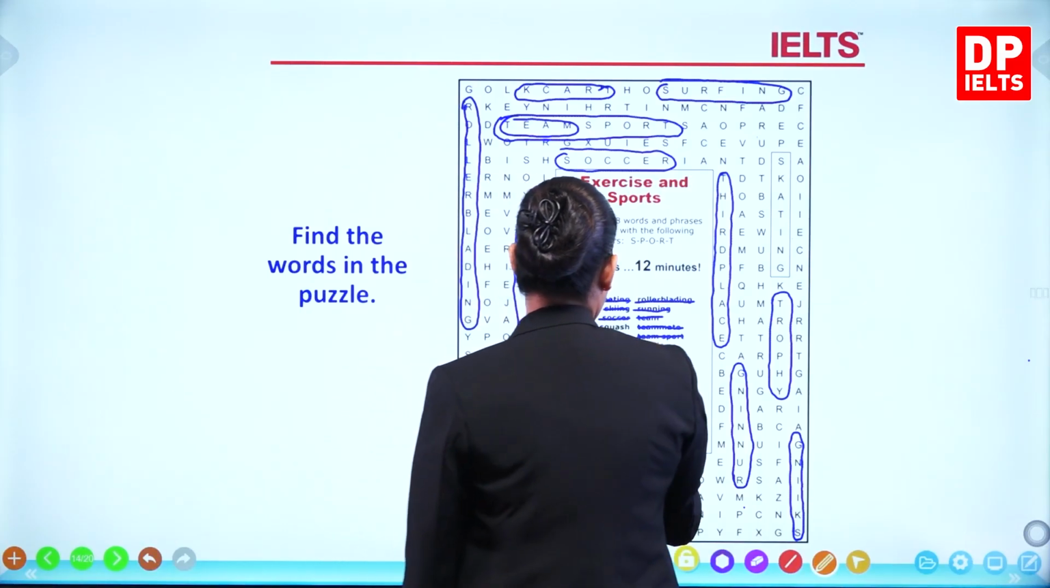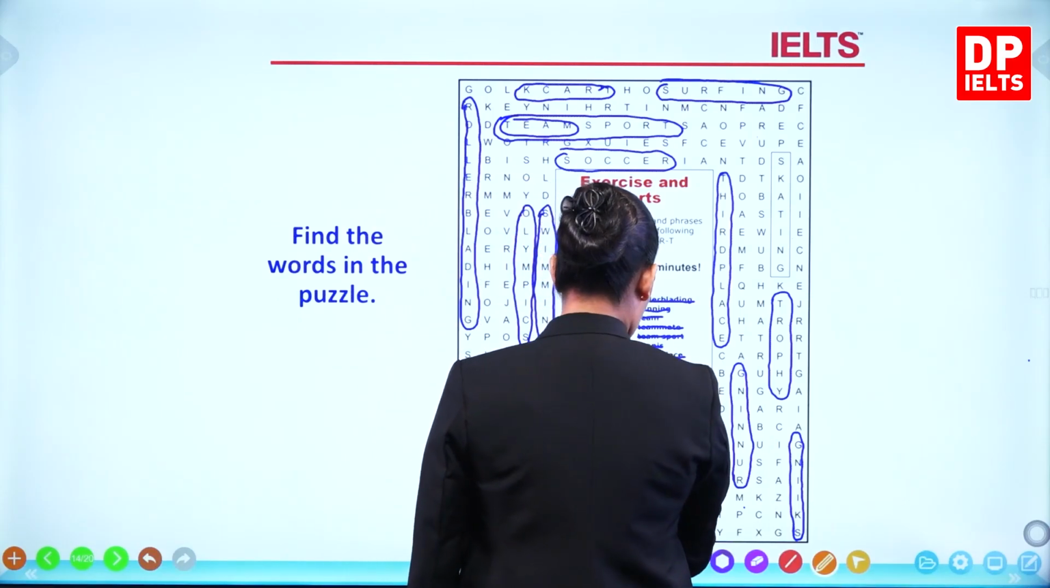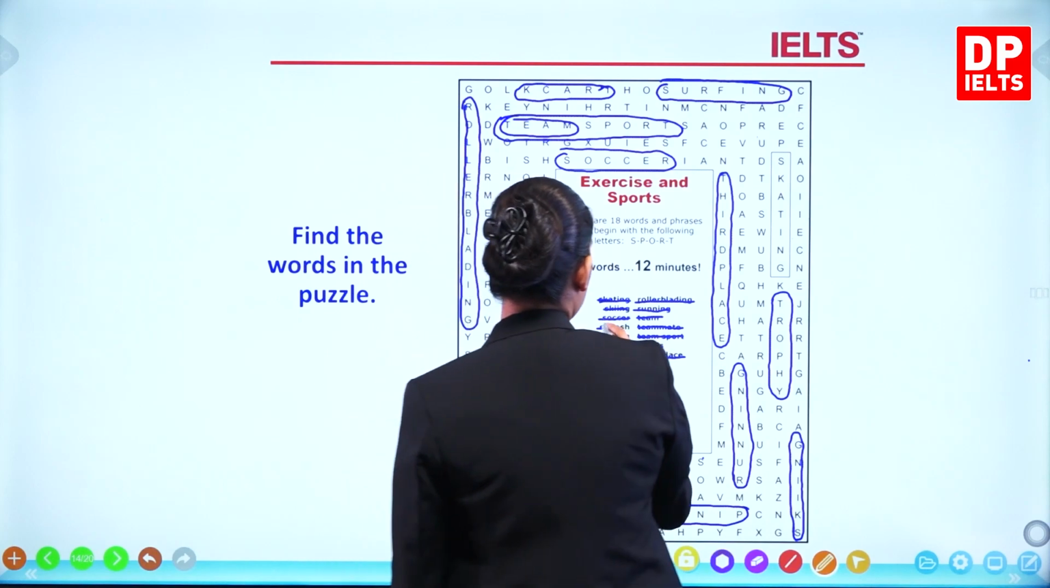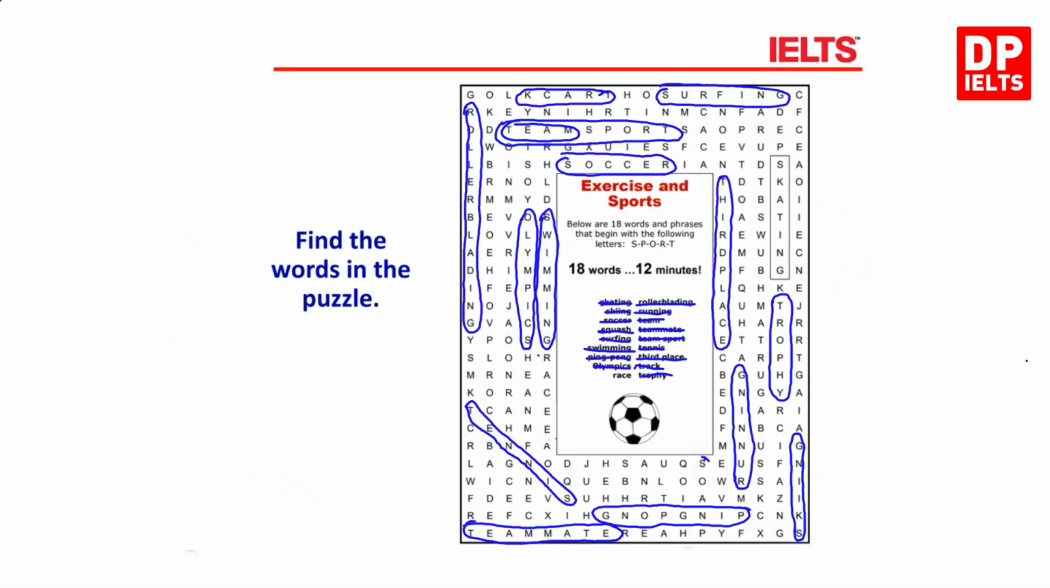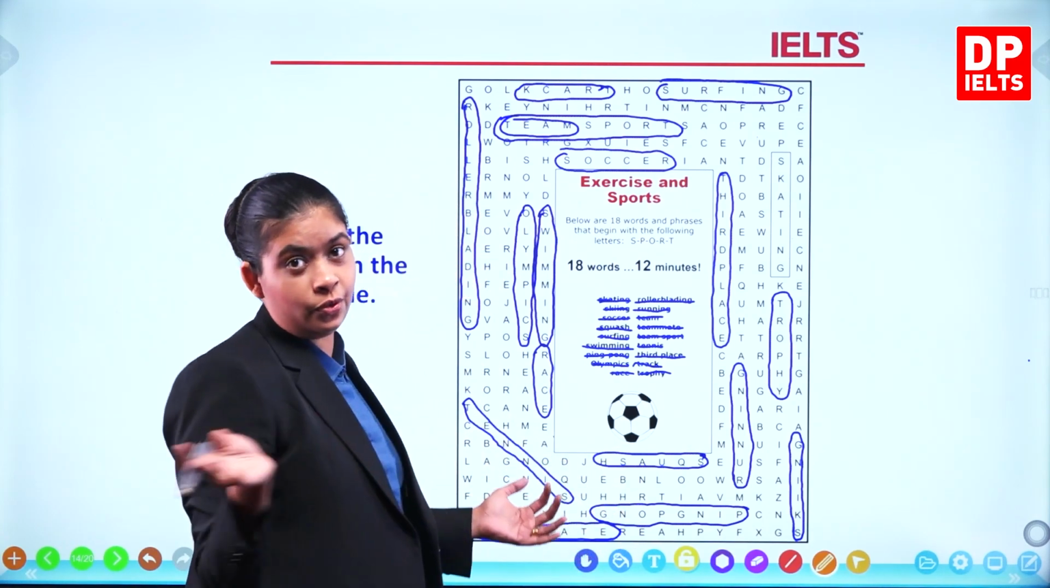Then we have tennis. So tennis is going to start like this, and we're going to finish with this. So we've done. Then we have ping pong, which is here. Done. And then we have squash, which again is here. And finally, we have race, which is here. Right? So we've got all 18 words, and I'm sure you also have got it.